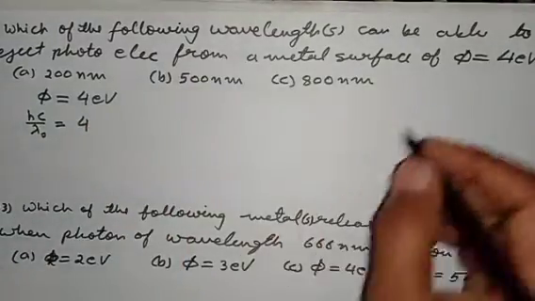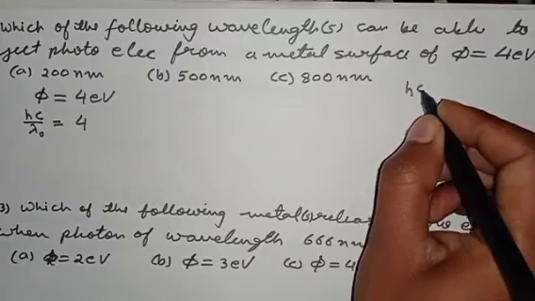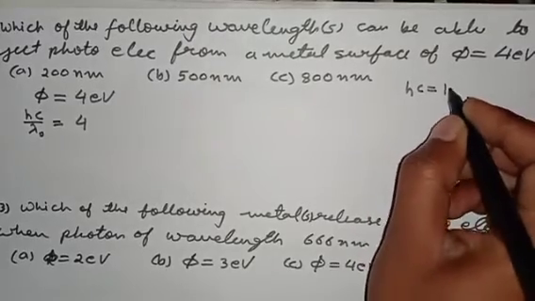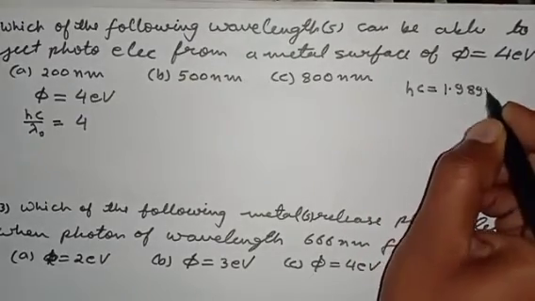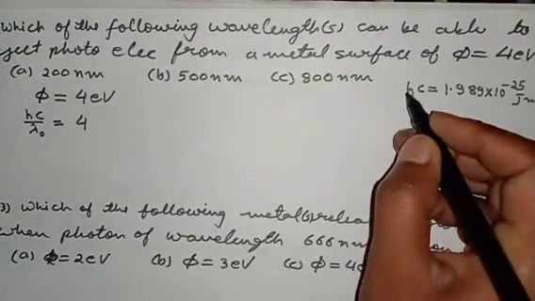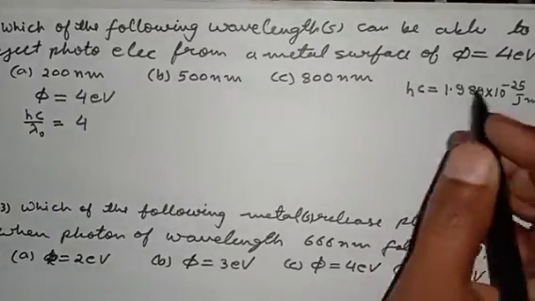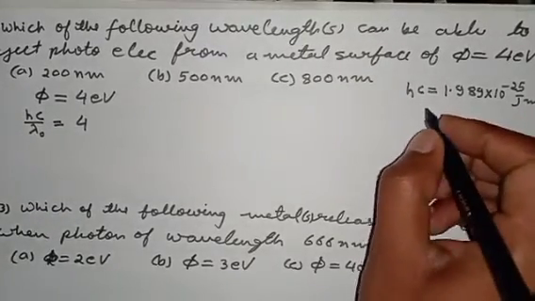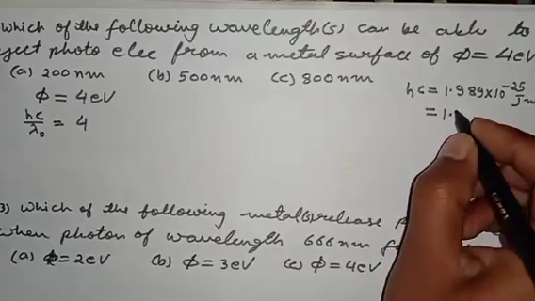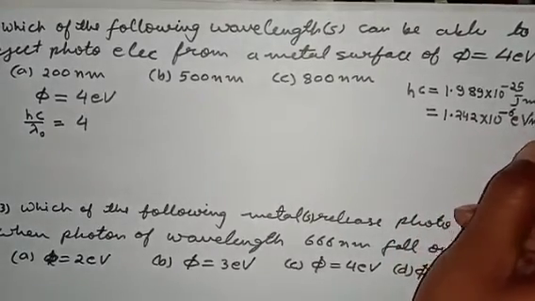Now the value of hc. We know the value of h, we know the value of c, but together hc comes out to be 1.989 into 10 to the power minus 25 joule meter. Why is it so? Joule second, and here meter per second, so second and second will get cancelled, so joule meter. Or the same value in electron volt is 1.242 into 10 to the power minus 6 electron volt meter.